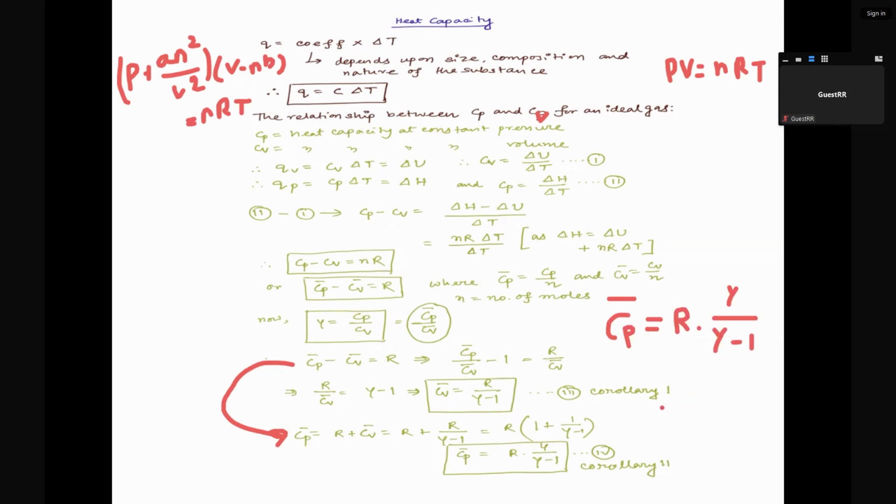And Cv bar is equal to R into 1 by gamma minus 1. So R by gamma minus 1 is common in both Cp bar and Cv bar. So if we divide Cp bar by Cv bar over here, we will see that this R by gamma minus 1 term gets cancelled out and we end up having gamma. So Cp bar by Cv bar will be gamma.